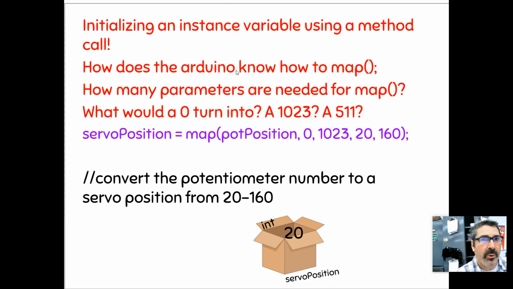How does the Arduino know how to map? How many parameters are needed for map? Well, what does 0 turn into? What would a 123 turn into? What would a 511 turn into? All right, so basically we're talking about servo position equals map. All right, so that's our next code we're going to type in. Let's see if we can find it over here.